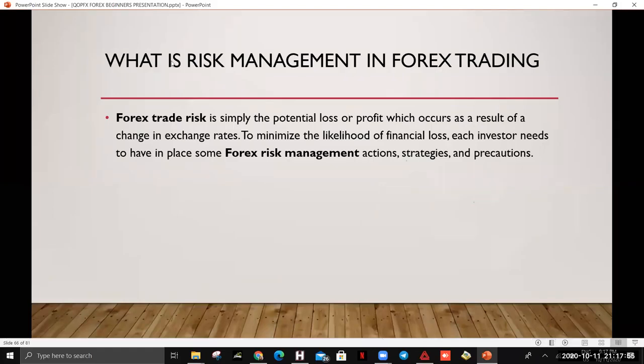What is risk management in Forex trading? Forex trade risk is simple: the potential loss of profits which occurs as a result of a change in exchange rates. To minimize the likelihood of financial loss, each investor needs to have in place some forex risk management actions, strategies, and precautions. Like I advise, your percentage of loss in any trade should not be more than 1 to 3%.